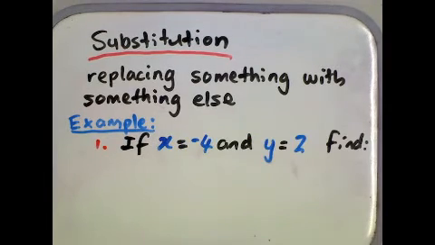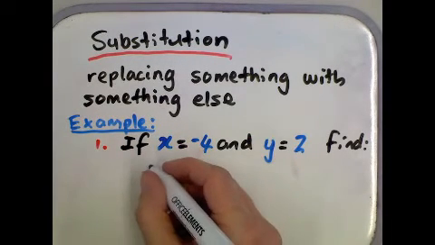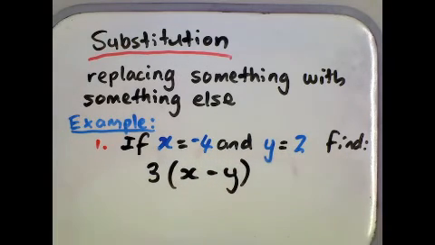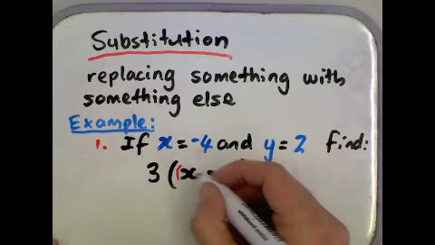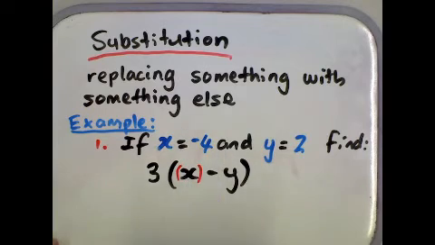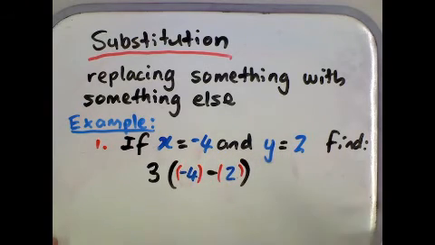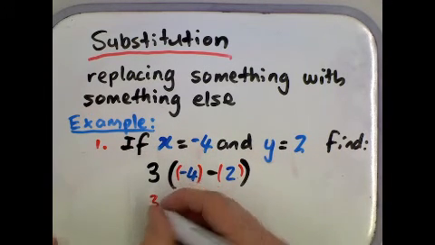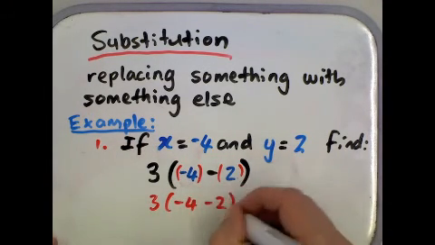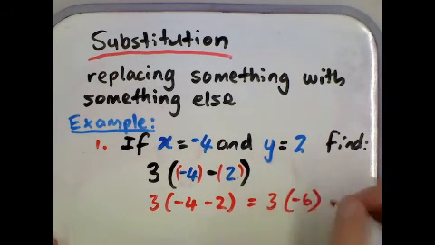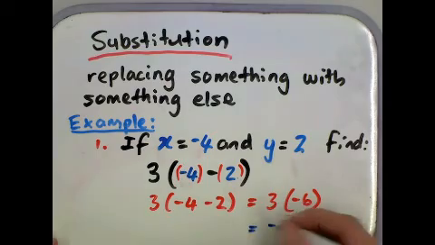Let's look at another example here. 3, bracket, x, subtract away y. So again, we want to replace the x there. Our x is negative 4, so we replace that with negative 4. We replace the y with 2. Let's rewrite that out. So we've got 3 bracket negative 4 take 2. Now we want to do our brackets first using BIMDAS. So negative 4 take 2 is negative 6. And then 3 times negative 6 gives us negative 18.